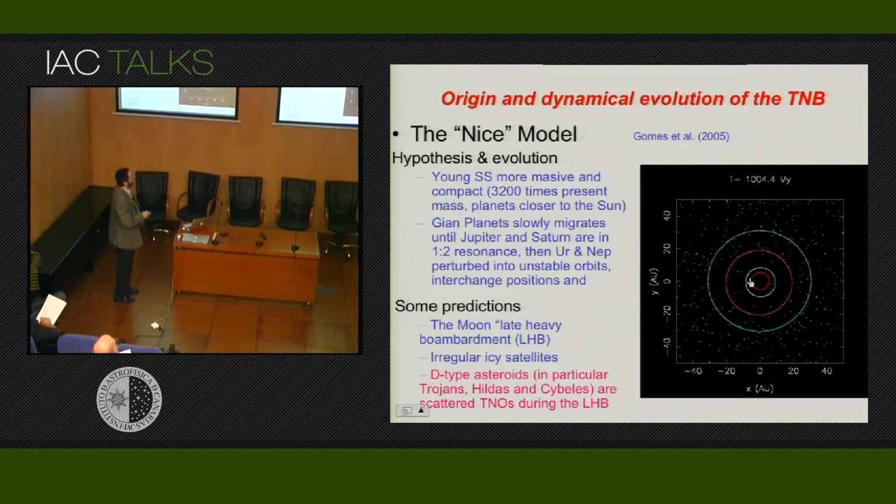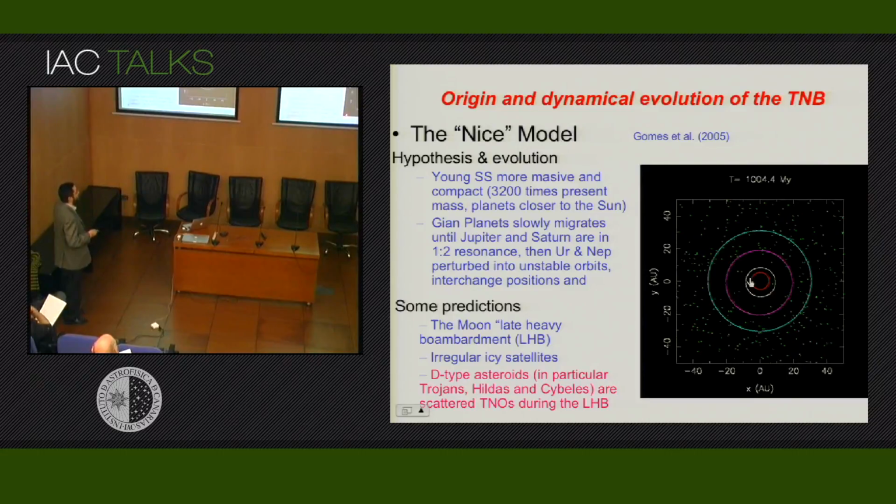But this model also has some predictions that we can check. The first prediction is that there should be a late heavy bombardment of objects. The moment of the 2-to-1 resonance not only ejected a lot of objects, but injected a lot of objects into the inner solar system, and produced a lot of collisions, in particular with the Moon. We know that this exists, before this model, and at the time expected, and it is called the late heavy bombardment. The model also explains the existence of irregular icy satellites, and, very important for us, predicts that the D-type asteroids are all scattered trans-Neptunian objects that were injected into the inner planetary region a long time ago, about 4.5 billion years ago. So we have trans-Neptunians much closer.